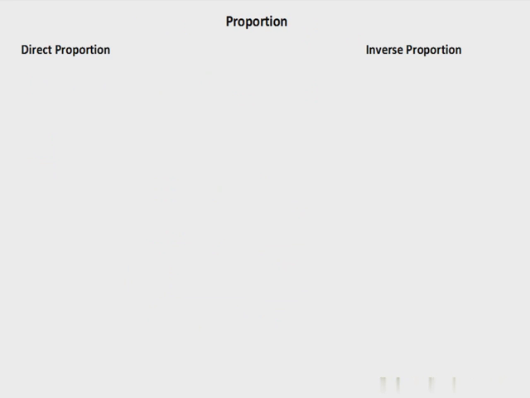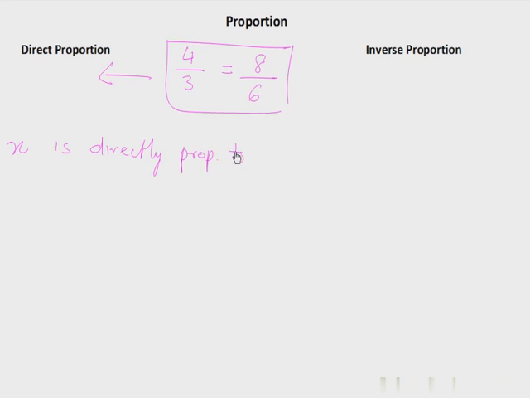Proportion. What does proportion mean? Proportion means two things are growing or decreasing in the same ratio. So we've seen proportions. Equivalent ratios are actually proportions. The ratios 4 upon 3 equal to 8 upon 6 is a proportion. That actually is a direct proportion. So I say X is directly proportional to Y if X upon Y is a constant ratio. This is the same as saying X is to Y is a fixed ratio.